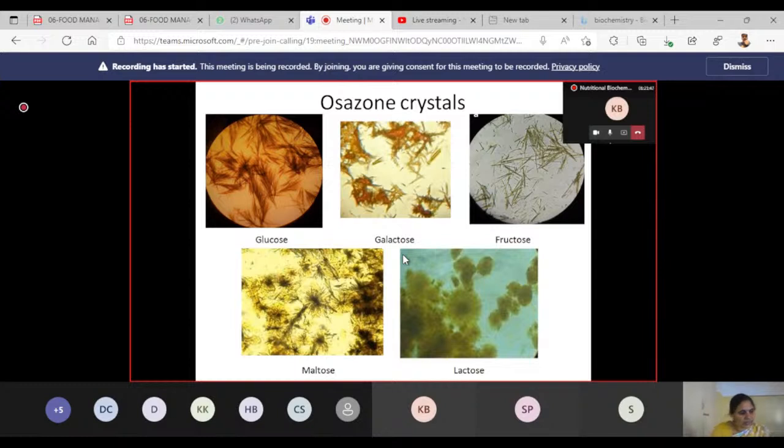Is this test clear to everyone now, the osazone test? Have you all understood why all the tests are done, to distinguish between the different carbohydrates?